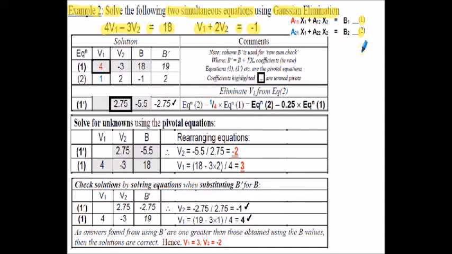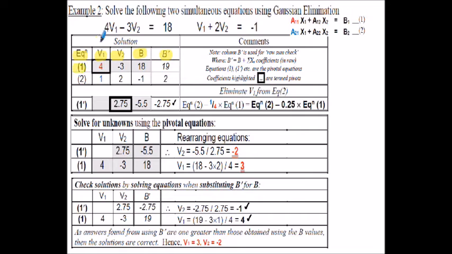In this case, the x1 and x2 are v1 and v2. The v variables could be for voltage or velocity, depends on the context of the question. So as with the previous example, the first thing we're going to do is write the above equations in tabular format. We have equation on the left hand side, then v1, v2, b, and also b dash columns.